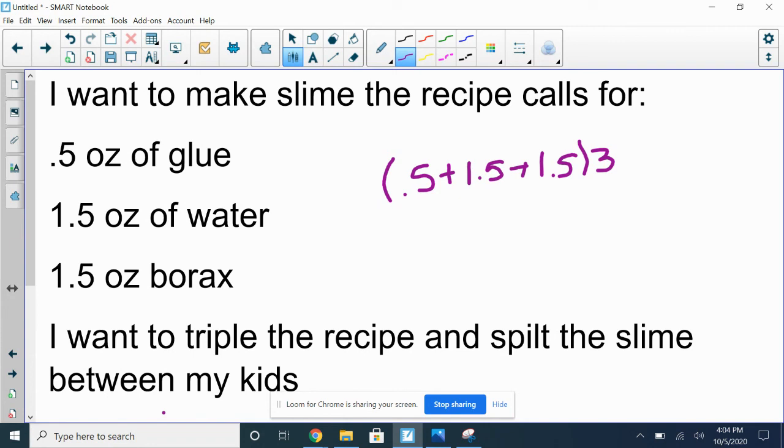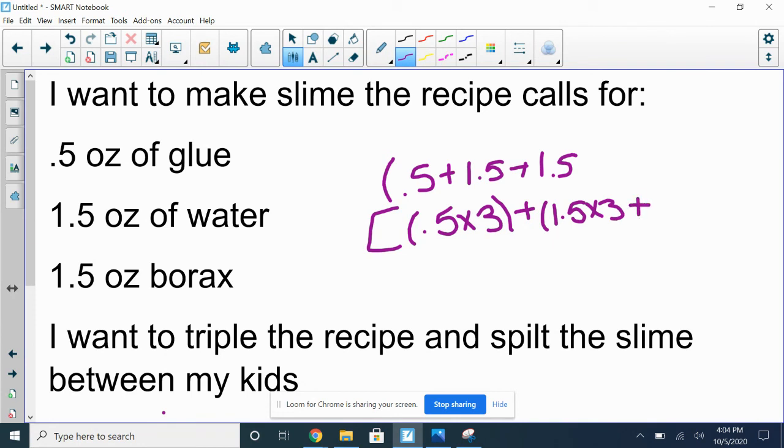Tripling it this way could be done, but I'm going to show you either way it works, because what's done in the parentheses, I'm just going to create double parentheses. I know my glue times 3 plus my water times 3 plus my borax times 3 will give me my total slime, and my last step would be to divide by 2.